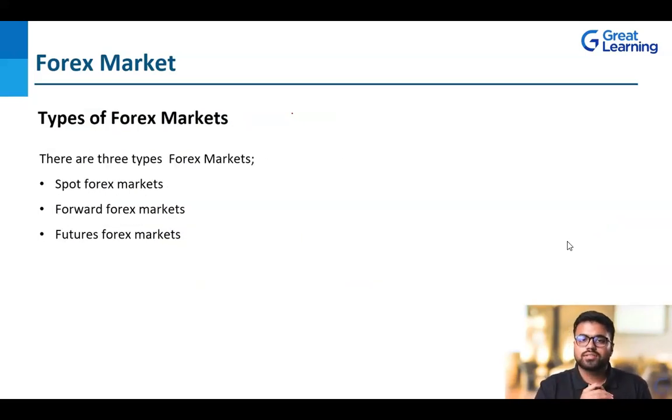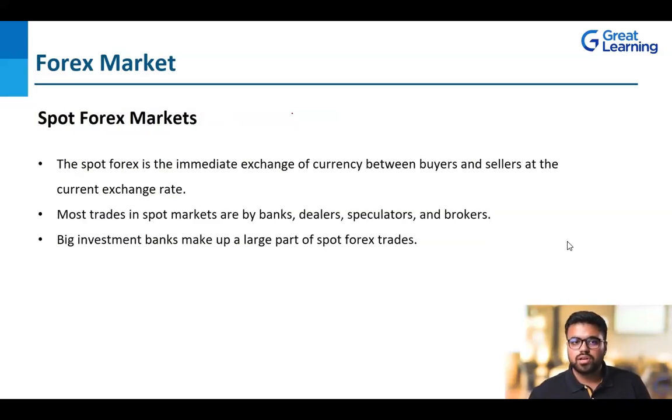So the forex markets are predominantly divided into three major parts. One is called the spot forex market. The second is called the forward forex market, and the third is called the future forex market. So we'll take a deep look into each one of them. The first one is the spot forex market.